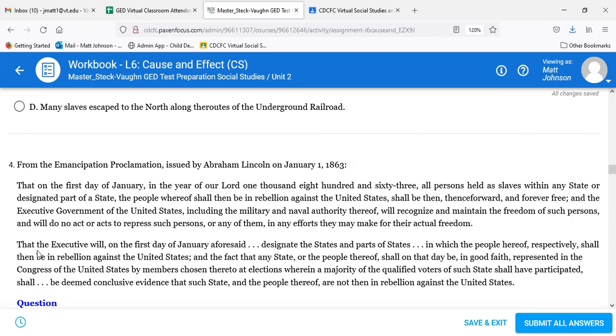That the executive will, on the first day of January aforesaid, designate the states and parts of the states in which the people thereof respectively shall then be in rebellion against the United States, and the fact that any state or the people thereof shall on that day be in good faith represented by the Congress of the United States by members chosen thereto at elections wherein a majority of the qualified voters of such state have participated shall be deemed conclusive evidence that such state and the people thereof are not then in rebellion against the United States.